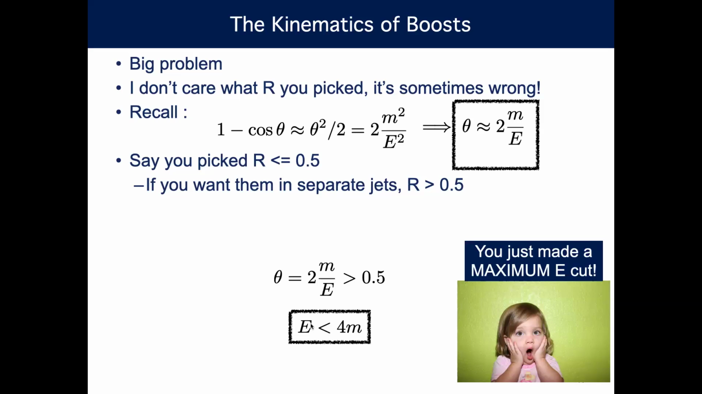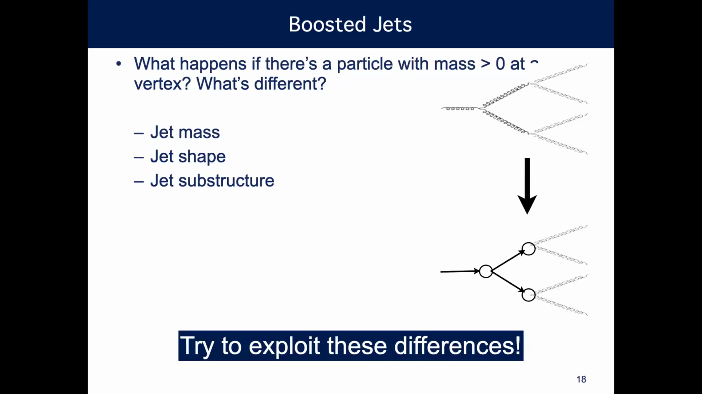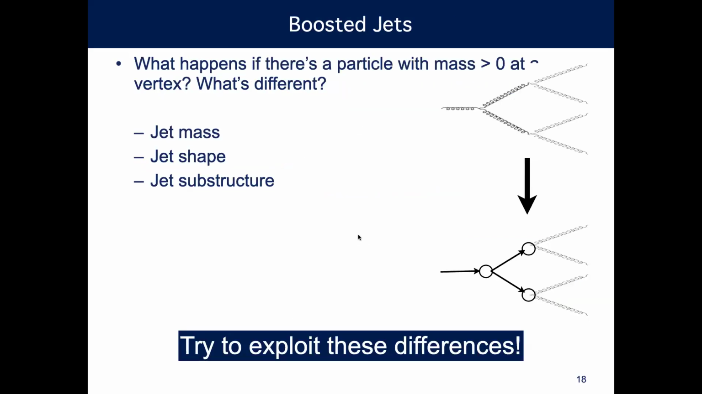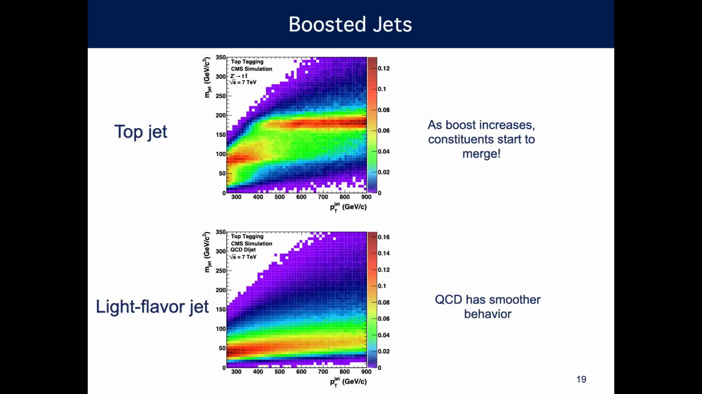That means that the requirement is that the energy of your jet is always going to be less than 4 times the mass. So if you wanted to look at a 1 TeV Higgs boson decay, you would not reconstruct it correctly. Not great, right? We like to keep our highest energy events, so we need to do something better. In order to deal with this, we have to figure out what we want to accomplish here. So what happens if there is a particle that has a mass greater than 0 at any of these vertices? We're going to look again at these 3 different things, the mass, the shape, and the substructure, to exploit these differences so we can actually do this.